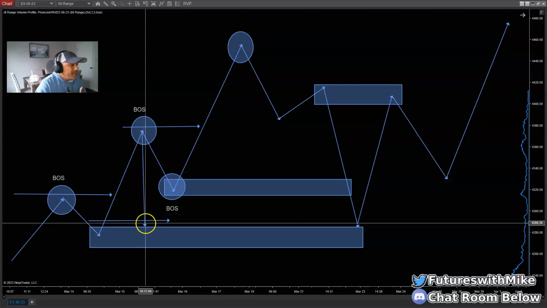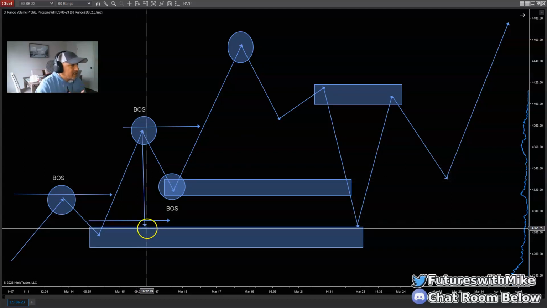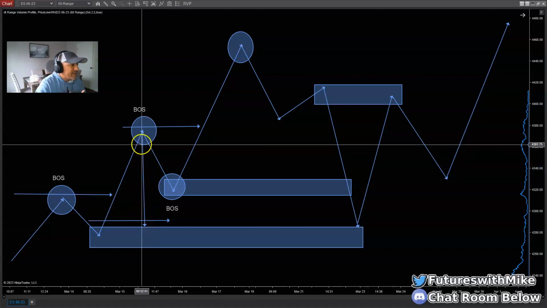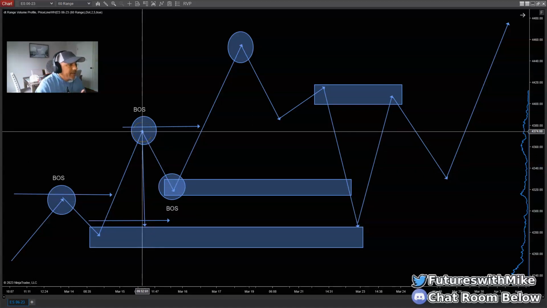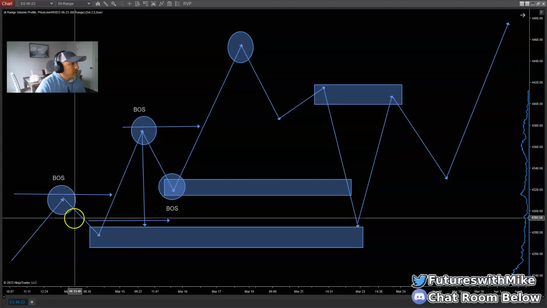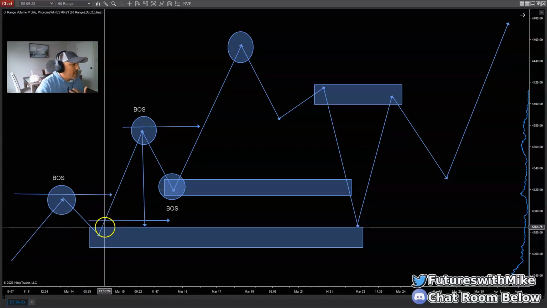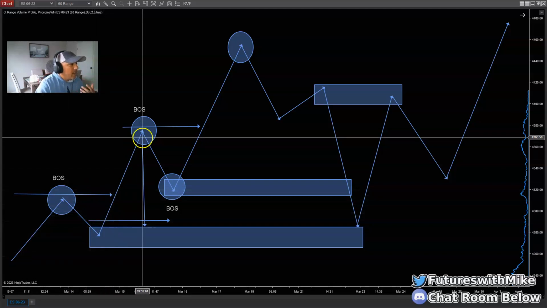So what I look for then is rejection right here. And if we get rejection, my target is going to be to take price back up to this high right here, where there is also liquidity, and look for it to take that area out. So that's what we're looking for: break of structure, aggressive buying, which is the demand zone where there's a gap.